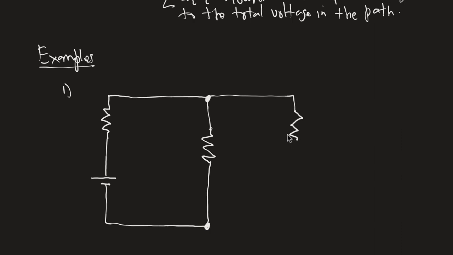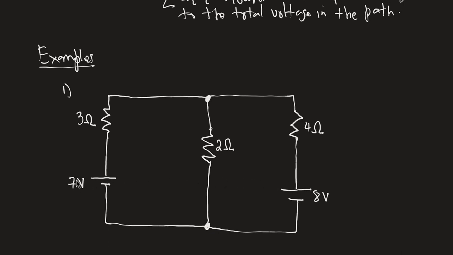Right, so there's our resistor, and then let's put another battery here. And there is the positive terminal, negative, and then let's close that path there. And then let's put some values on. So this resistor, let's say it has a resistance of 3 ohms. This resistor, 2 ohms. And then this one, 4 ohms. And let's say this is an 8-volt battery, and this is a 7-volt battery.